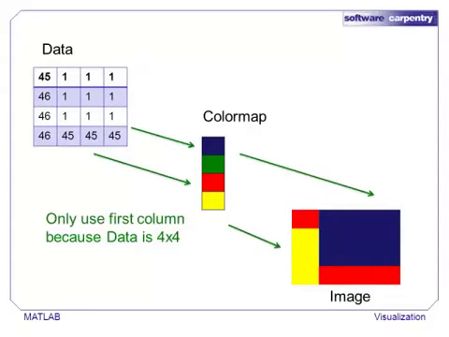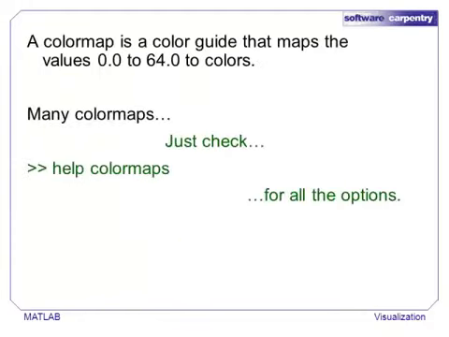Since the data is not three-dimensional, we only need to use the first column of the color map. The intensity values between 0 and 64 are mapped evenly to the rows of the color map, which produces the colored output. There are many color maps in MATLAB which can be accessed by typing help colormap. In a moment, we will explore a few of the more standard color maps.